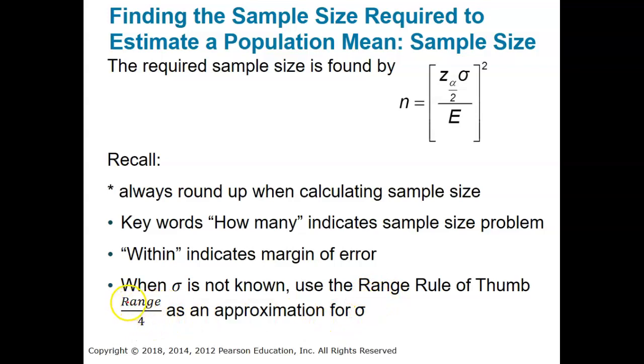The estimate is going to be the range divided by 4, which, if you recall, the range is maximum minus minimum. And then we'll divide that by 4. And so that's going to be our formula for approximating the population standard deviation.